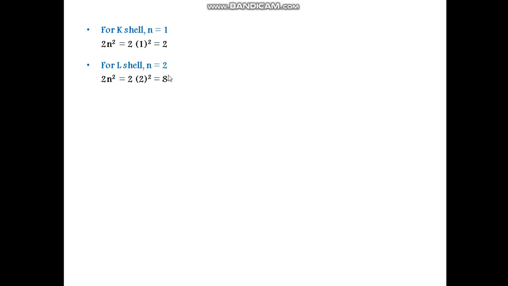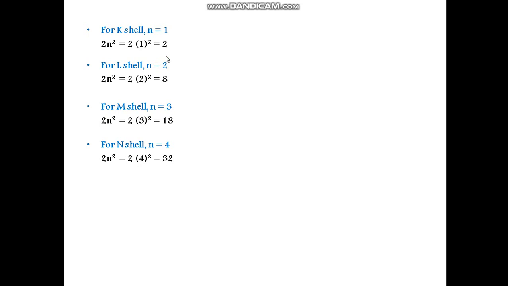For L shell, n is equal to 2. Formula is 2n square. 2 into 2 square. 2 square is 4. 4 into 2 is 8. For M shell, n is equal to 3. 2n square. 2 into 3 square. 3 square is 9. 9 into 2 is 18. For N shell, n is equal to 4. 2n square. 2 into 4 square. 4 square is 16. 16 into 2 is 32.